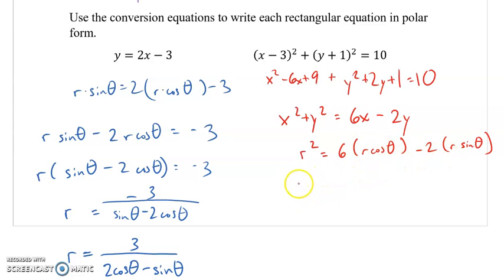So what if we just divide everything by r? So we get r on the left side. We get 6 cosine of theta minus 2 sine of theta. And that's a really slick way of getting rid of that extra factor of r on the right side. And look at that. We're done. We've solved for r in terms of theta. So that's a nice way to convert this circle into polar form.